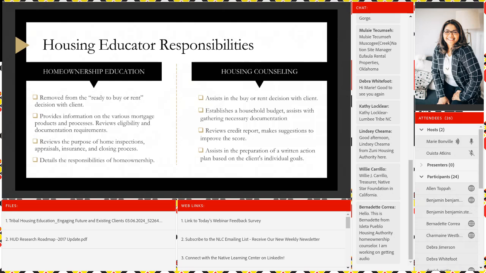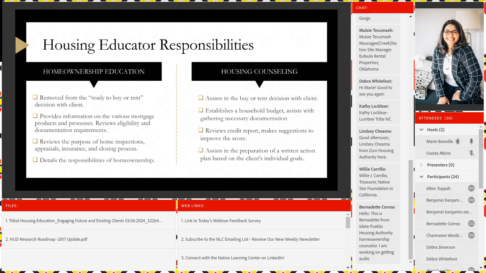You review the purpose of home ownership, and, for example, inspections. This may be something that is done by your housing authority, that you have someone on staff who can do a home inspection. But you also talk about appraisals, insurance, and the closing process itself of buying a home. And then you detail the responsibilities of home ownership. That's a typical home buyer education training. Now, your housing counseling, it's different.